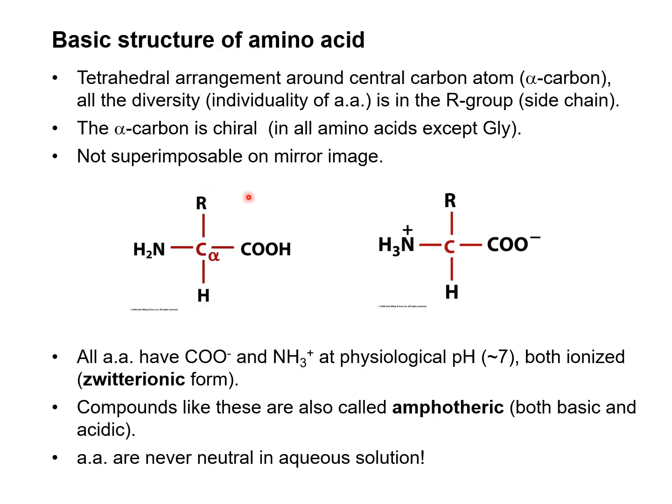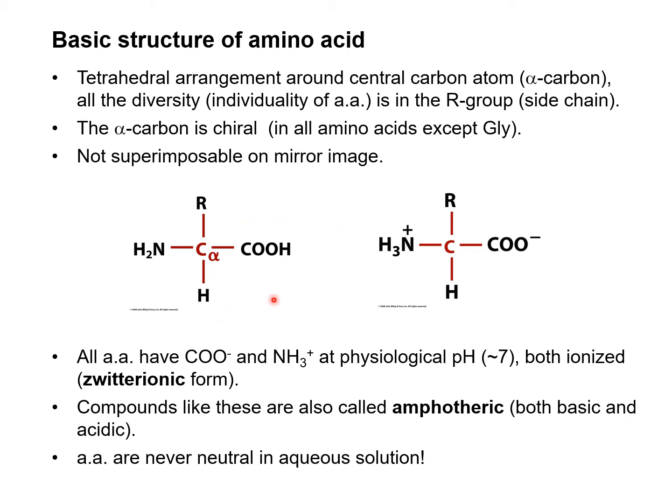Here's the basic structure of an amino acid, which shows the tetrahedral arrangement of all the side chains that are attached to the central carbon atom, which is called the alpha carbon. And this alpha carbon is chiral, and that means this molecule can generate a mirror image too, which is not superimposable. But there's an exception where this R, the side chain, is a hydrogen atom in glycine. And in that case, here's H and here's H, so there are not going to be any mirror images.